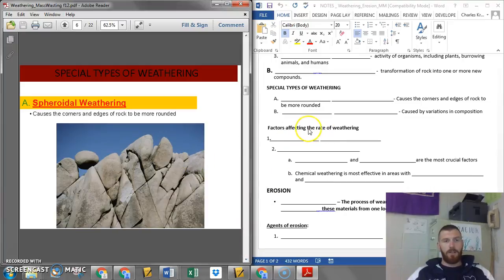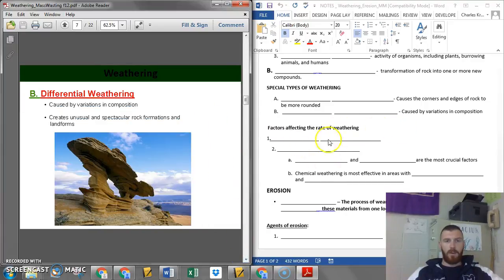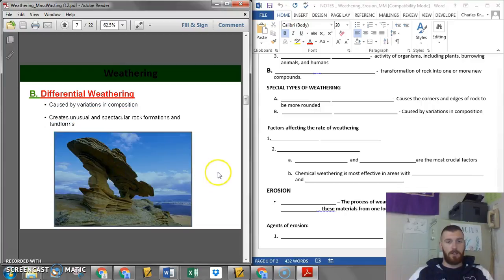This results in spheroidal weathering, which causes the corners and edges of rock to be more rounded. You see that here in this example. It can cause differential weathering caused by variations in composition. So the rocks are made up of different things which erode more or less quickly when talking about chemical weathering, and results in these unusual rock formations that you see here.